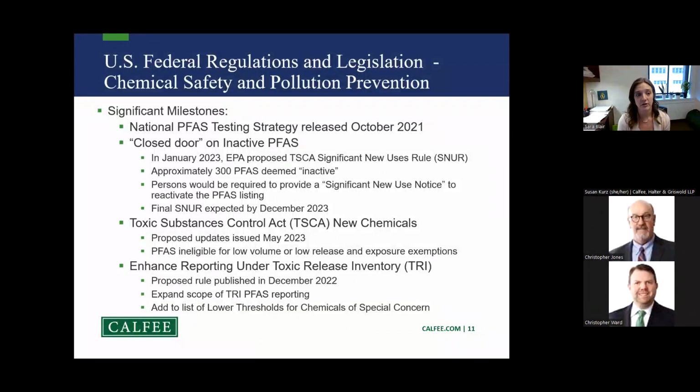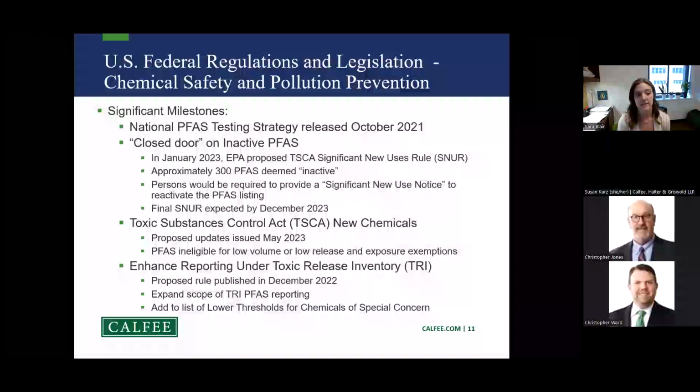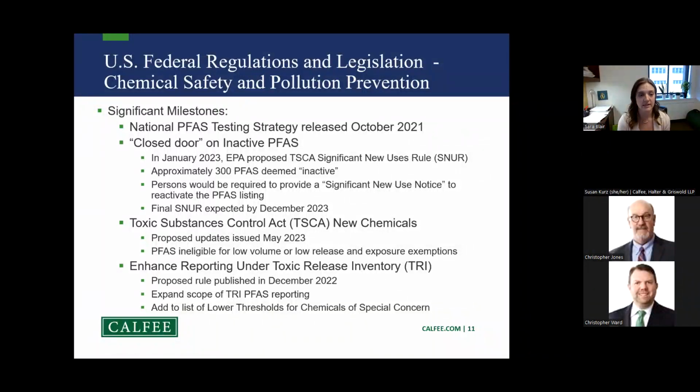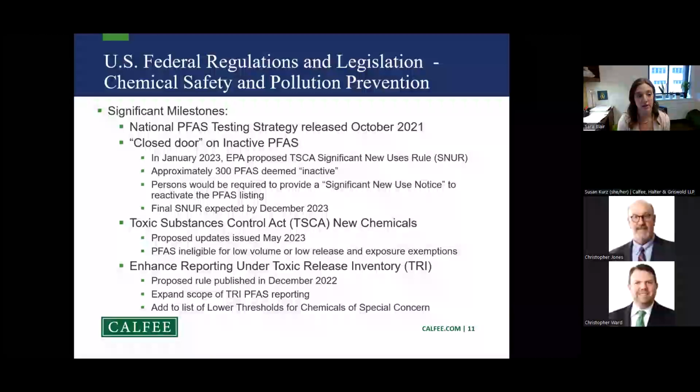On June 23rd of this year, the US EPA published a final rule that would add 9 new PFAS to the TRI list of reporting under EPCRA. Facilities subject to TRI reporting requirements that manufacture, process, or otherwise use the 9 new TRI-listed PFAS will be required to report beginning in the reporting year 2023.